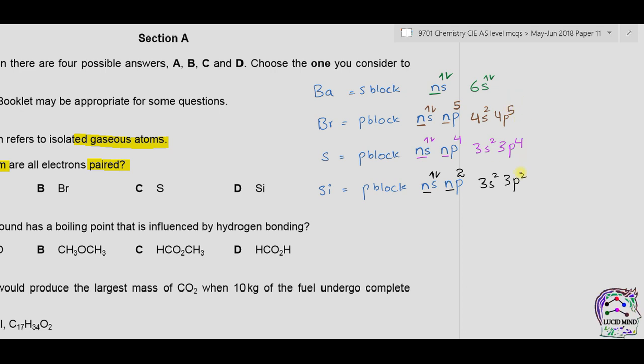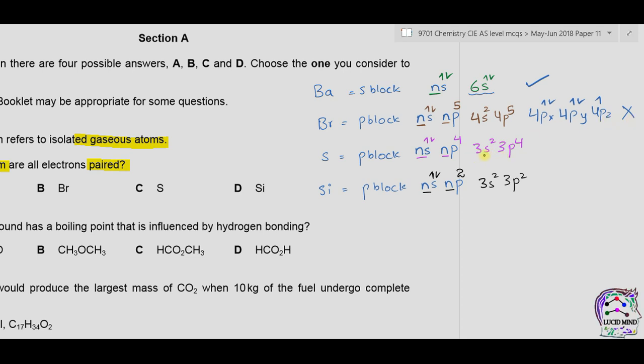Let's find out whether the electrons are paired or not. In s orbital we have 2 electrons, so these are paired, so this could be correct. In bromine we can see that electrons are paired in s orbital, but in p orbitals there are 5 electrons, so it means that we have 3 suborbitals, 4px, 4py, 4pz, and the number of electrons will be 1, 2, 3, 4, 5. So we have one unpaired electron left, so bromine is incorrect.